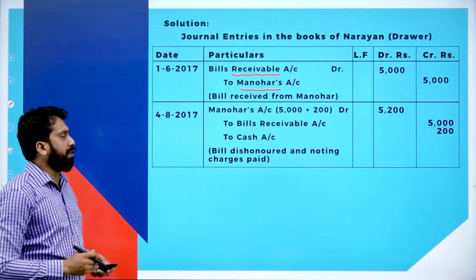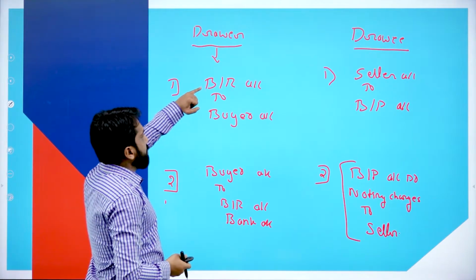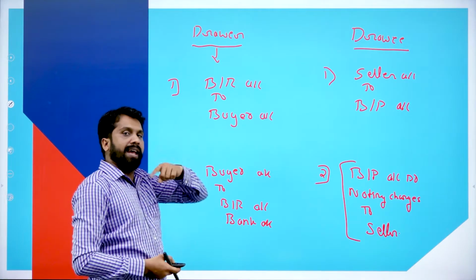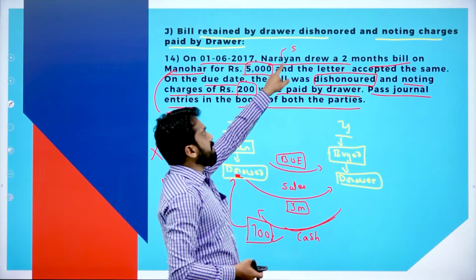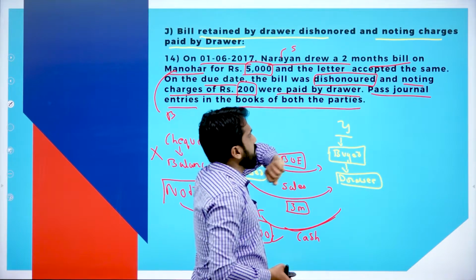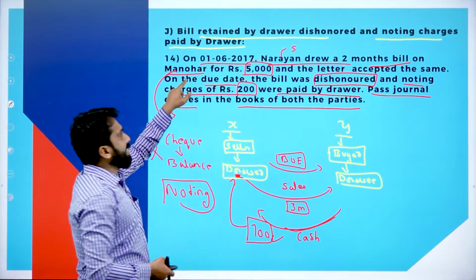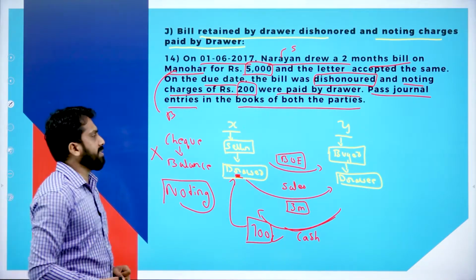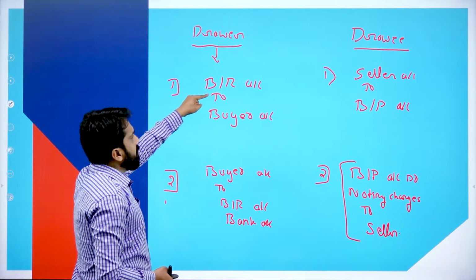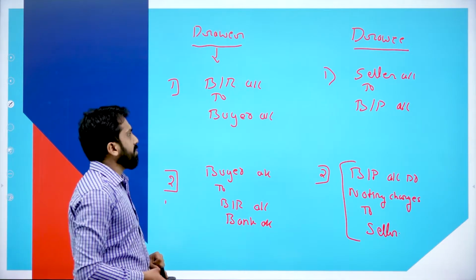I'll go back to your format. Bills receivable account debit to buyer. Again, I'll go back to your question. As I told you, the first person is always what? Seller. And the second person is who? Manohar. Manohar is what? Buyer. Yes. Bills receivable account debit to buyer account.